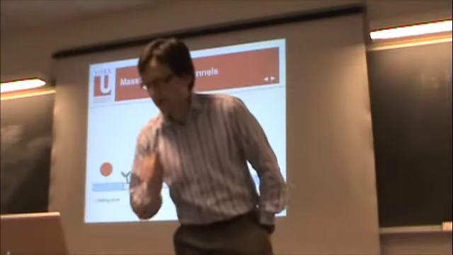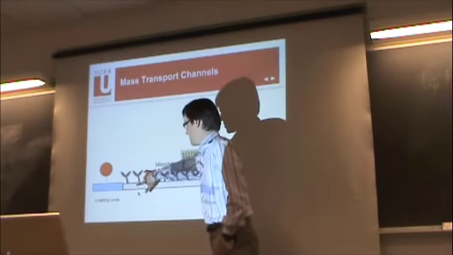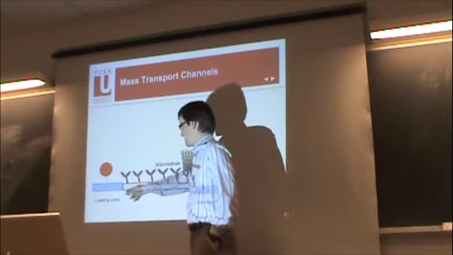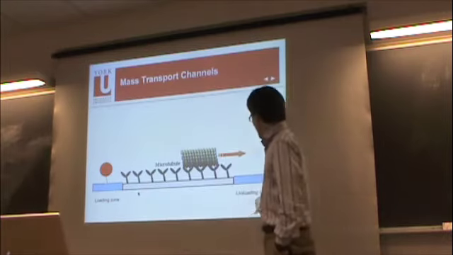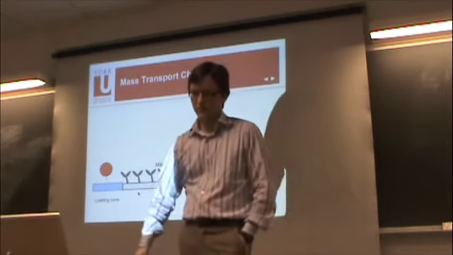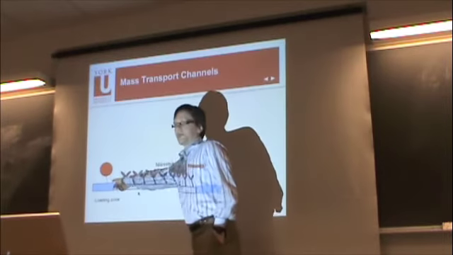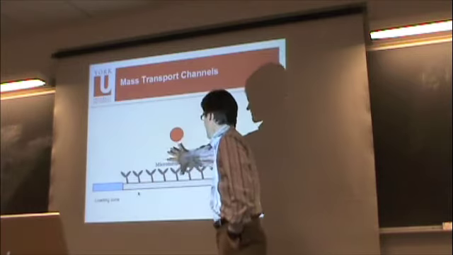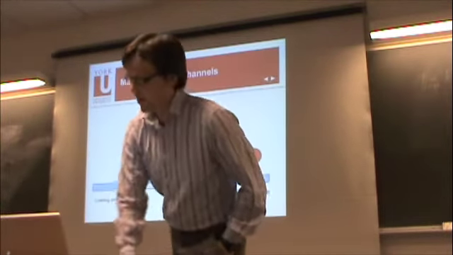What the real problem looks like is this. So we, again, have our motor moving along here, except what it's supposed to do is pick up cargoes from a loading zone and deliver them to an unloading zone. So basically, the microtubule will swing around here, pick something up from the loading zone. That cargo will then attach to the microtubule, move over here to the unloading zone, where it gets dropped off.